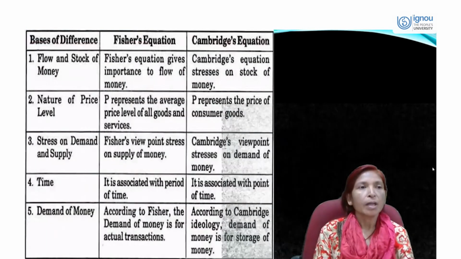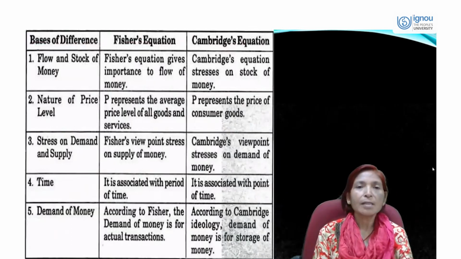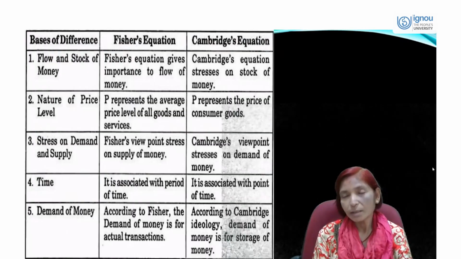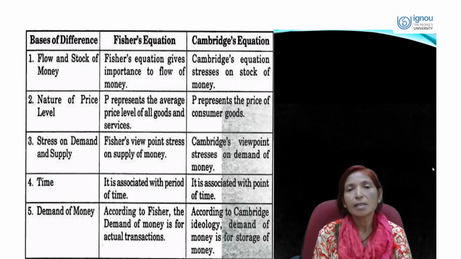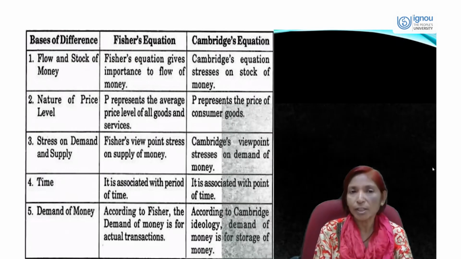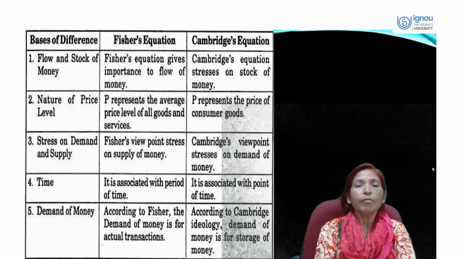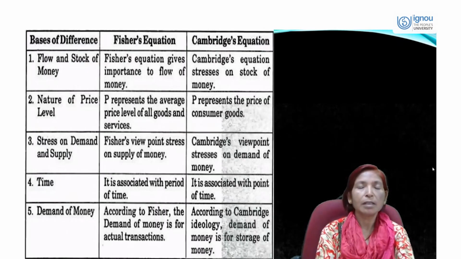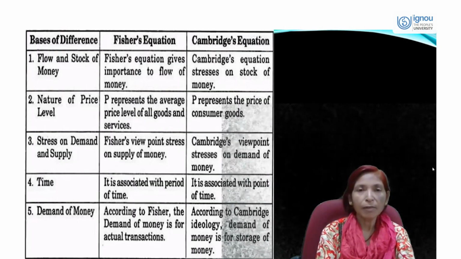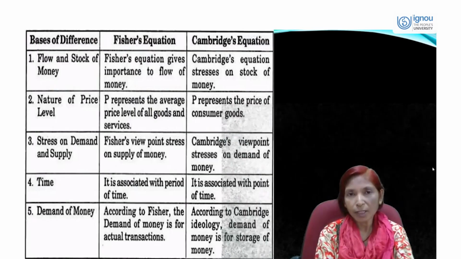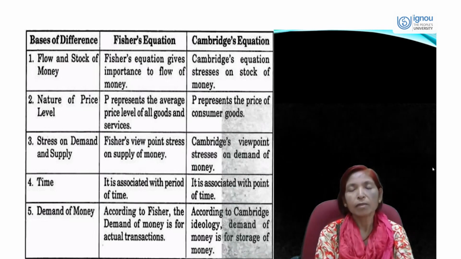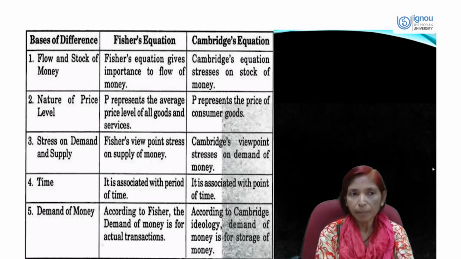Next is the basis of difference. What is the difference between Fisher's quantity theory of money equation and the Cambridge University equation? Fisher's equation, which is MV = PT, is a very simple equation, but after some modification, this equation is MV + M'V' = PT.